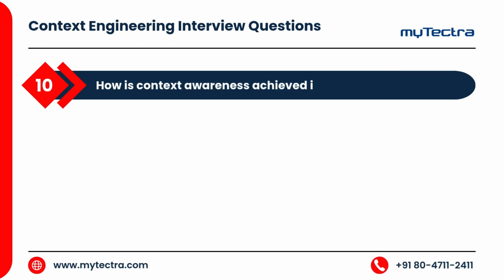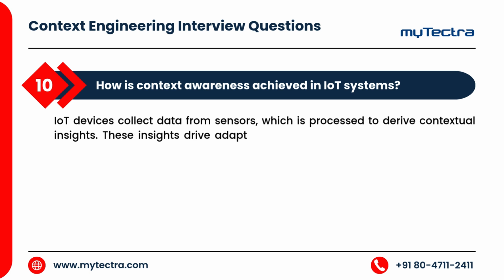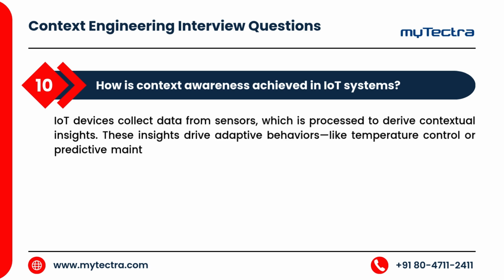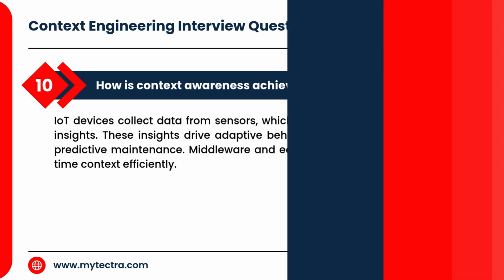How is context awareness achieved in IoT systems? IoT devices collect data from sensors, which is processed to derive contextual insights. These insights drive adaptive behaviors like temperature control or predictive maintenance. Middleware and edge computing help manage real-time context efficiently.